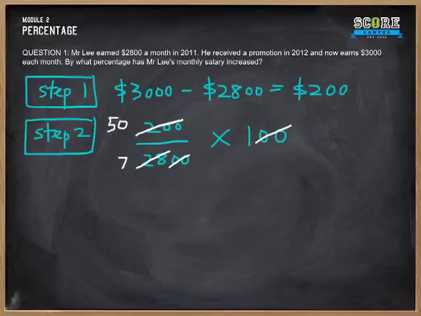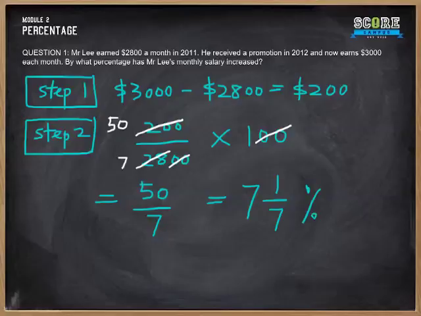Okay, I think we are both at the same place right now. Next stage, the answer is 50 over 7%. This is also the correct answer. When you convert it to a mixed fraction, you get 7 and 1 over 7%. This is the increase that Mr. Lee received, and that is your final answer.